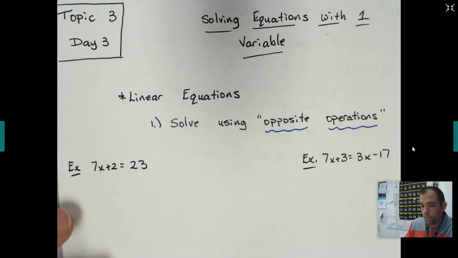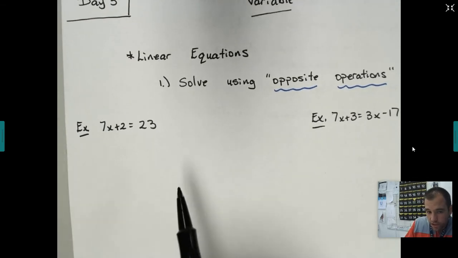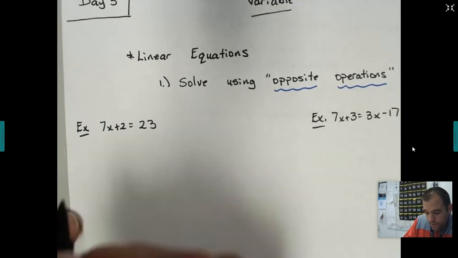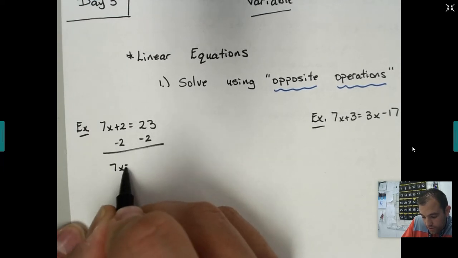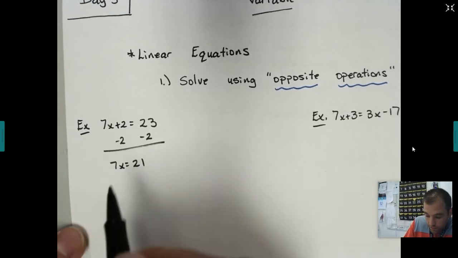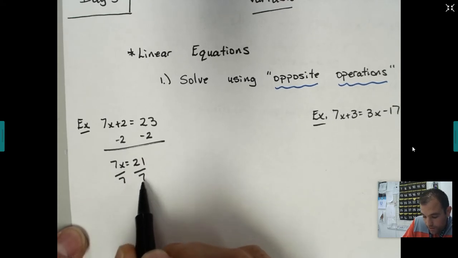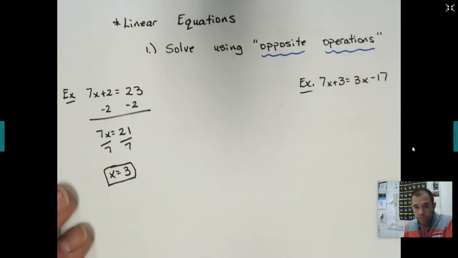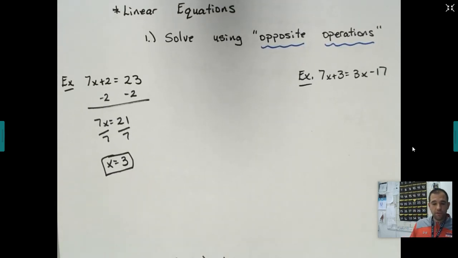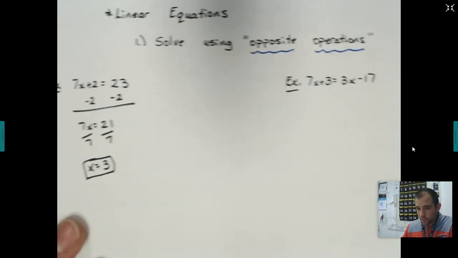So if we wanted to solve this very first problem, 7x plus 2 equals 23, I think we all know how to solve this. We would subtract 2, so 7x equals 21. And then the opposite of multiply is divide. We would divide by 7. 21 divided by 7 is 3. Hopefully that's relatively easy. If you forgot how to do it, you want some more examples, by all means ask and we can do that.